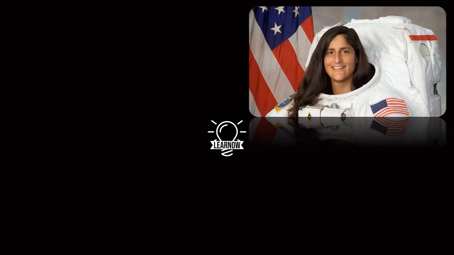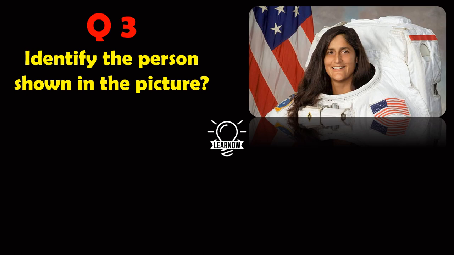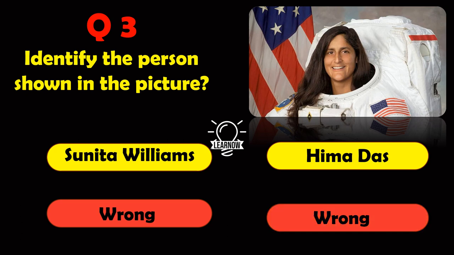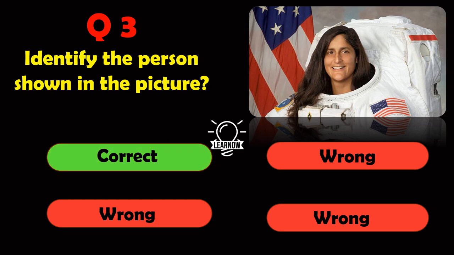Question number three. Identify the person shown in the picture. So we have to identify who is this person in the picture. Here are the options. Sunita Williams, Hima Das, Kalpana Chawla, or Sania Mirza. So is it Kalpana Chawla? Kalpana Chawla is wrong. So is it Sania Mirza? Sania Mirza is also wrong. Hima Das is also wrong. So the correct answer is Sunita Williams. And on her name, we have a chapter, that is Sunita in Space. So Sunita Williams, you can see in the picture, she is Sunita Williams. All right, let's go to the next question.